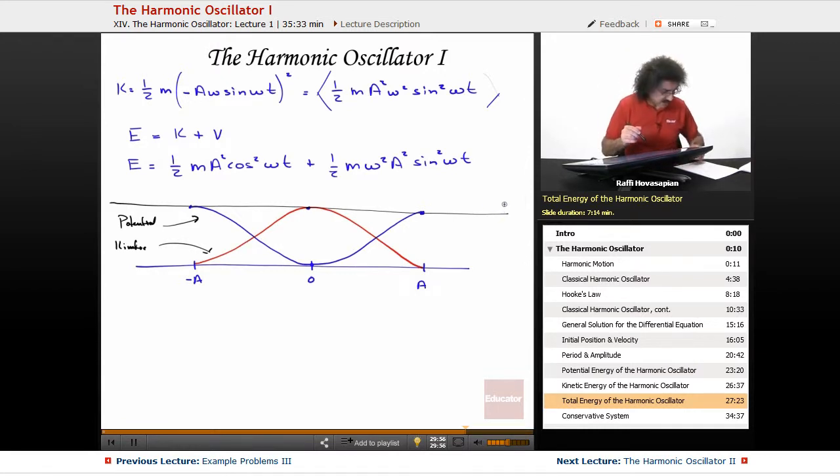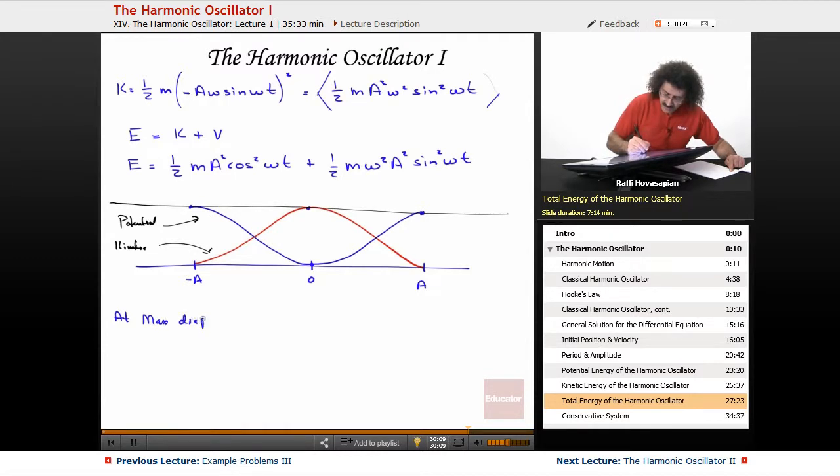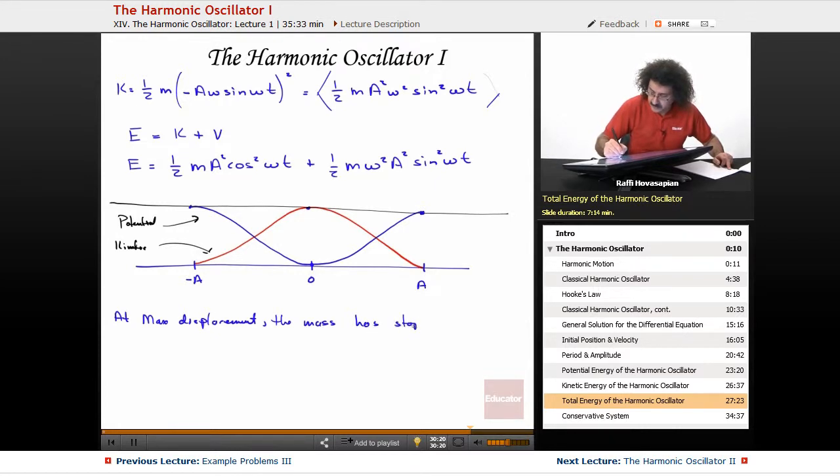And we'll go ahead and do it algebraically right now so you can see. So let's go ahead and write this out. Let's go ahead and write it in blue. At maximum displacement, the mass has stopped, which implies that the kinetic energy is equal to 0. V is at a maximum. Here and here.